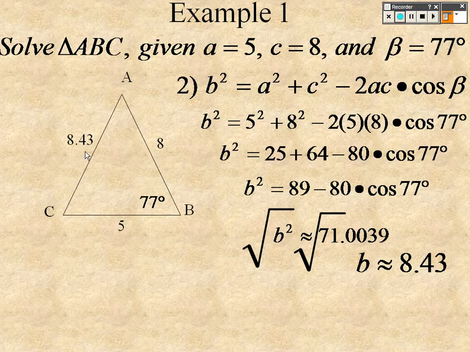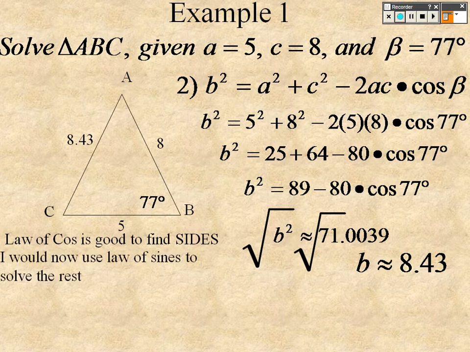So now that you know enough sides, and you have that angle, law of cosines is good to find the sides, but I would now use the law of sines to find the rest. Don't keep using law of cosines. Law of cosines can get rather tedious and rather boring. So my point is you use it when you have to find whatever side or angle is missing. And then afterwards, go back to law of sines because that's the easier formula.